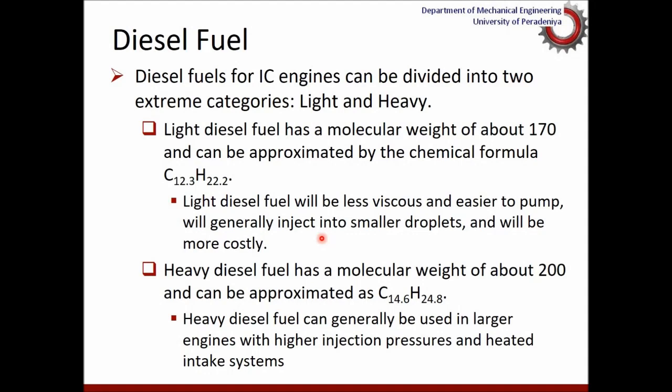But again, the downside of it is, of course, that light diesel is more expensive than heavy diesel. The molecular weight is about 170, whereas for heavy diesel, the molecular weight is about 200. The chemical formula for light diesel is this one, and of course, this is the heavy diesel. And heavy diesel is usually used for industrial applications like power plants or huge engines. And of course, just because they are cheap, this heavy diesel is used.